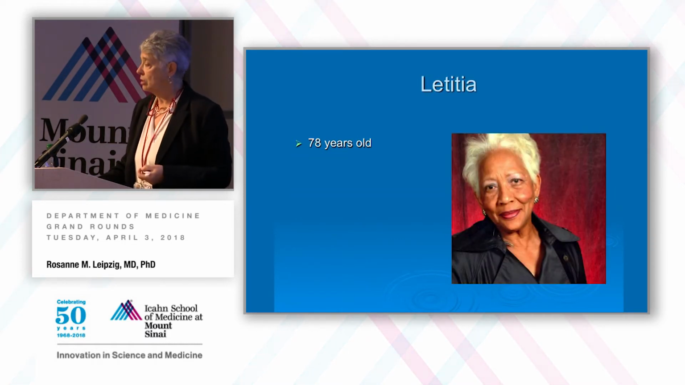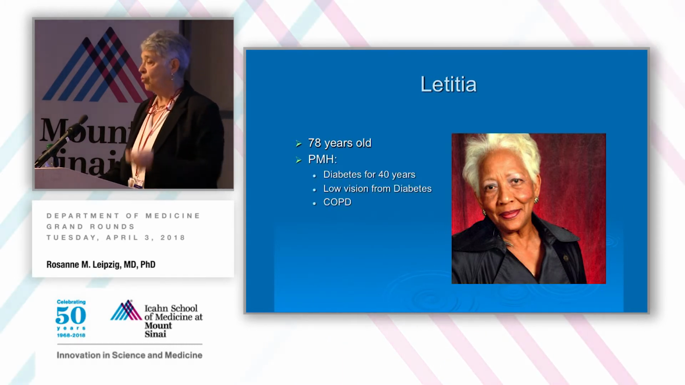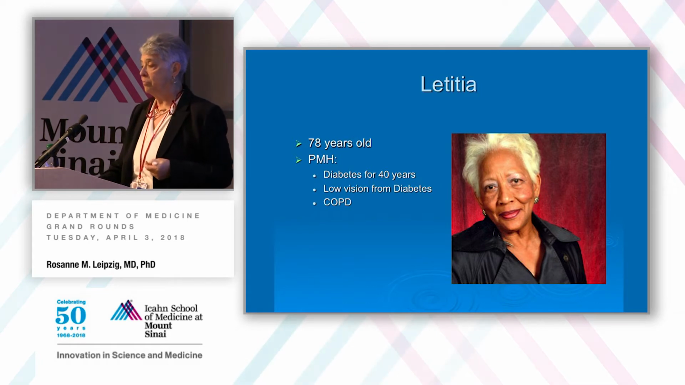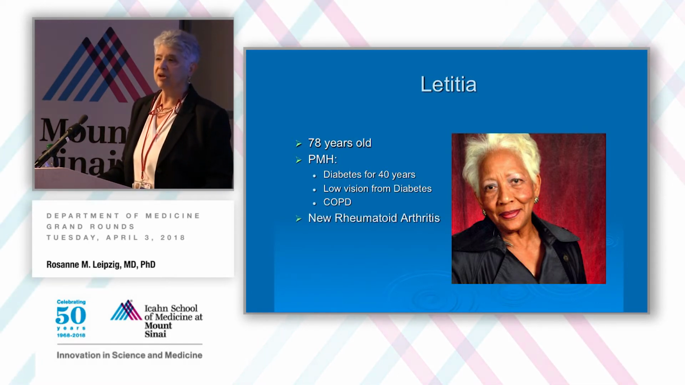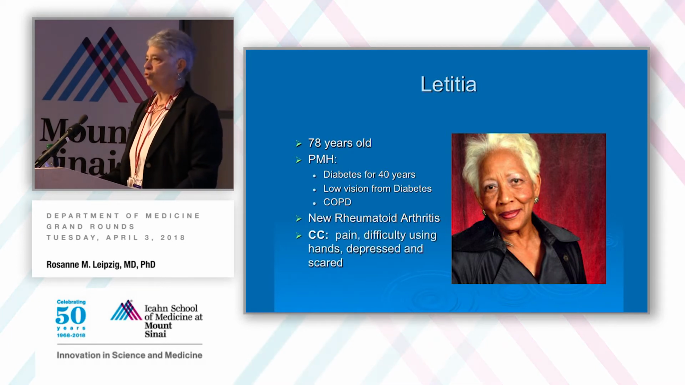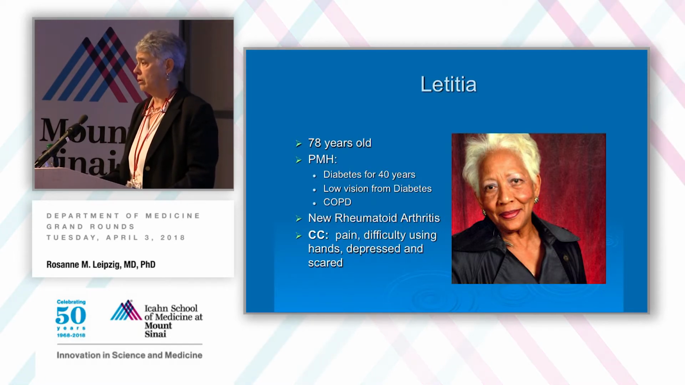This is Leticia. She's 78. She's had diabetes for 40 years. She has low vision from her diabetes. She has COPD. Now she's got rheumatoid arthritis on top of all of this. She's miserable. She's in pain. She's having trouble using her hands. She's depressed and she's scared.